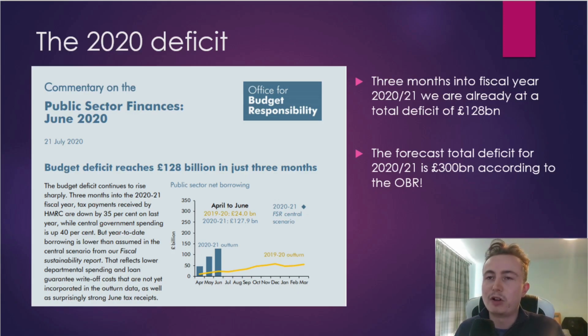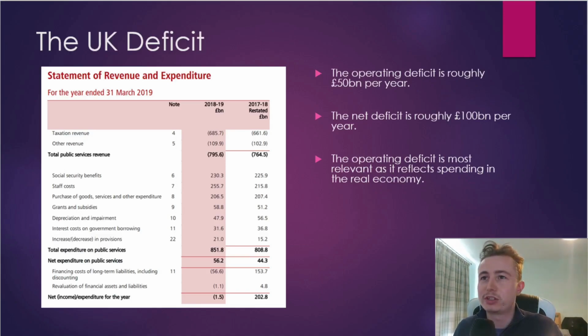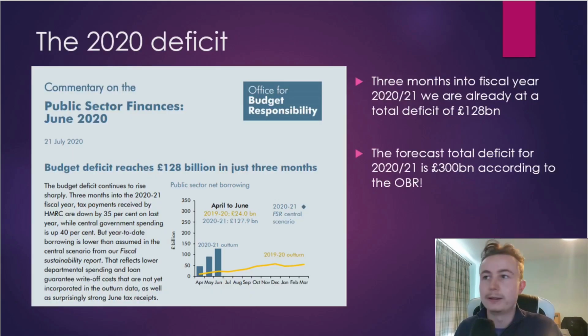So, public sector finances, this is a document from the Office for Budget Responsibility. The Office for Budget Irresponsibility, maybe. Right, so this came out on the 21st of July. Budget deficit reaches 128 billion in just 3 months. So, guys, let's go back to our first sheet and look. Our operating deficit is normally sitting at about 50 billion. Yet, if we go back over here, look, in 3 months, we've got to 128 billion. So we're over double in only 3 months.